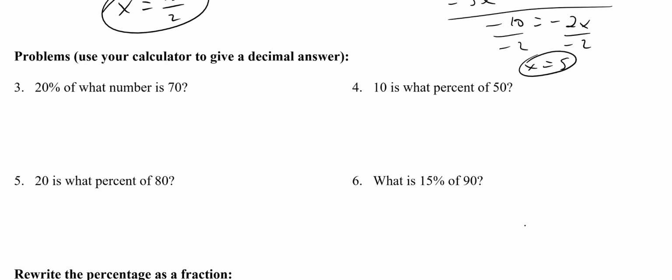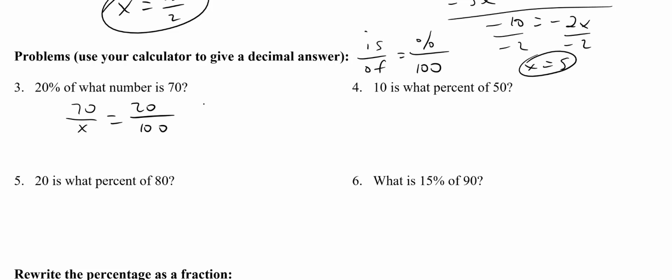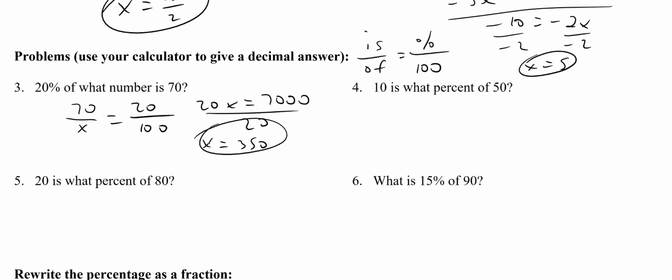So next 4 problems, of course, what do you have to know for this one? Is over of equals percent over 100. You gotta know that, okay? So 20%, remember that 20, and then we always put 100 under that. It's always 100. Of what? So of is my unknown, that's my x, is 70, okay? Cross multiply, so 20x equals 7,000, divided by 20, x equals 350.